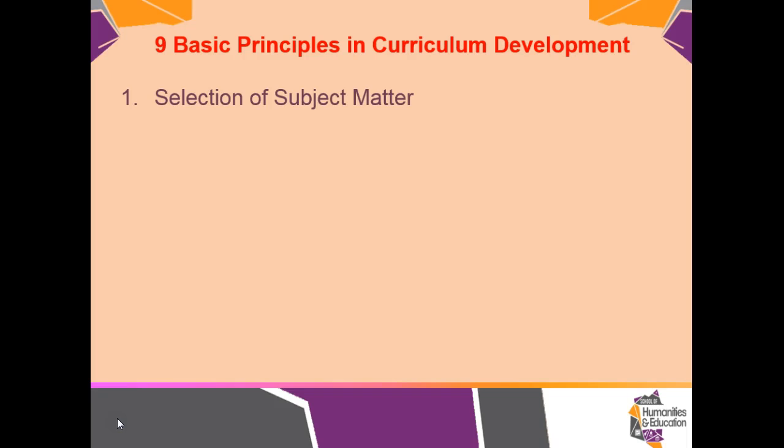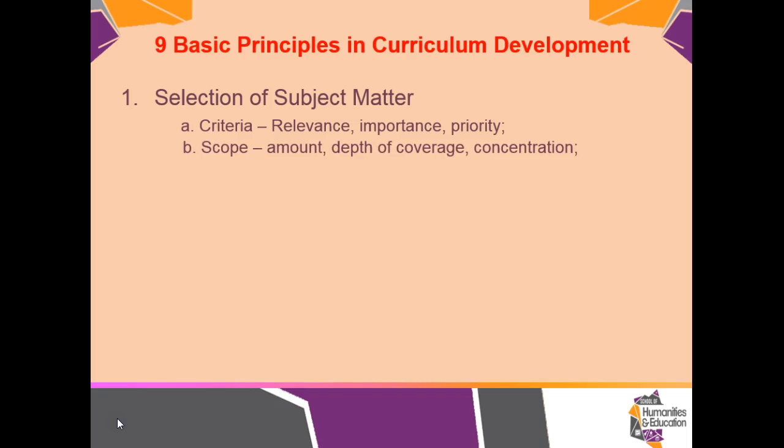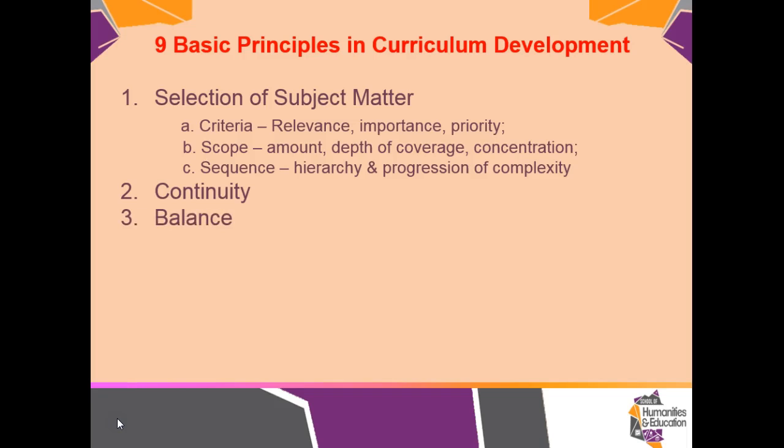One is the selection of subject matter. There are 3 things here we need to look at. Criteria, which refers to the relevance, the importance, and the priority. The scope, the amount, the depth of coverage, concentration of the curriculum. And thirdly, the sequence, which is the hierarchy and progression of complexities. The second principle is continuity, how things continue from one to the other and the connections that are made between those things.